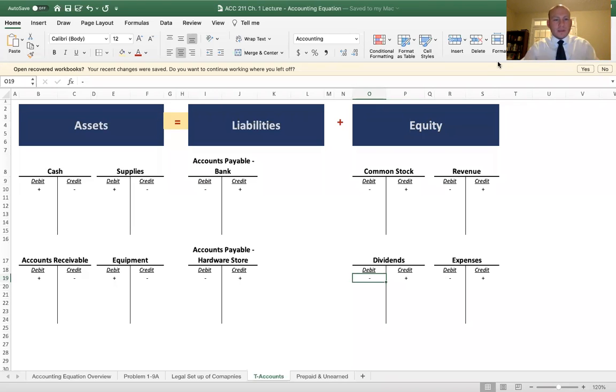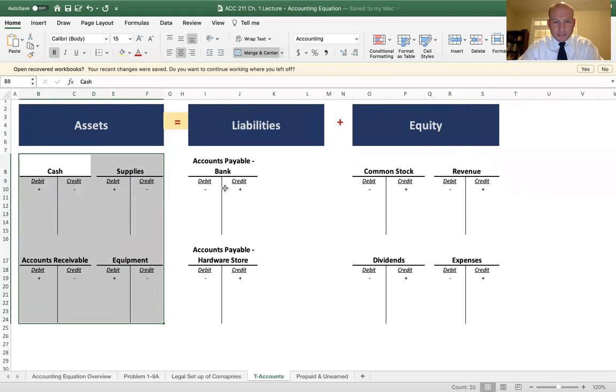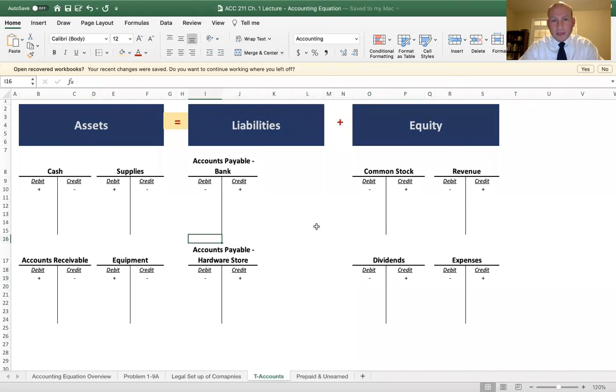I just wanted to go over the debits and credits with you through the T accounts. So you'll see here we have the accounting equation: assets equals liabilities plus equity. And then I have the different accounts that go under those sections. Throughout the rest of this class and whatever accounting class you take after this, you're going to have to deal with debits and credits.